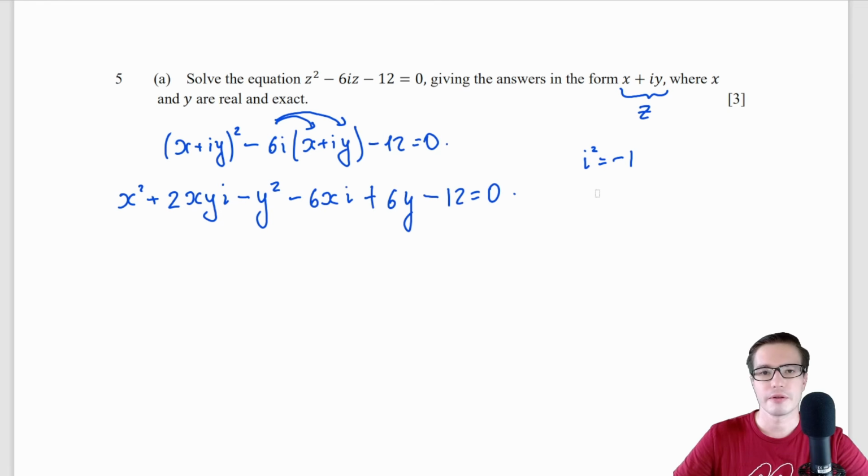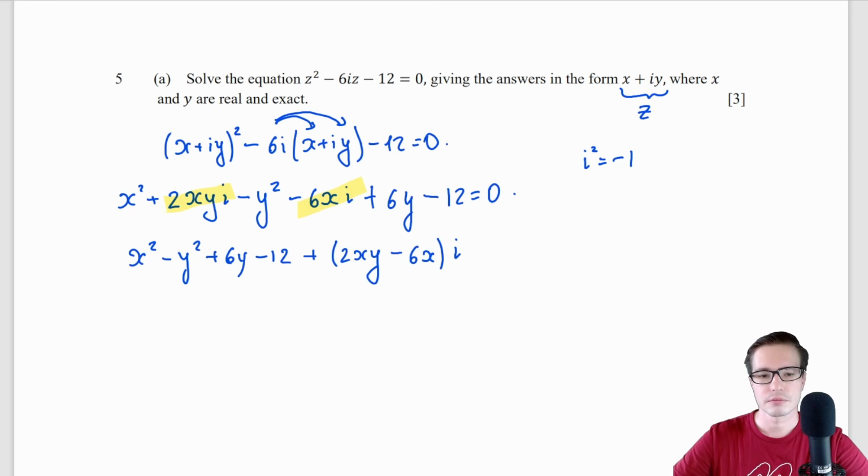Now I want to combine together the real part and the imaginary part. So let me highlight the imaginary part. And then for the imaginary part, I will factorize and take i out of the bracket. Now the left side should be equal to 0. And that can happen only if the real part is 0 and the imaginary part is also 0. So that brings us to simultaneous equations.